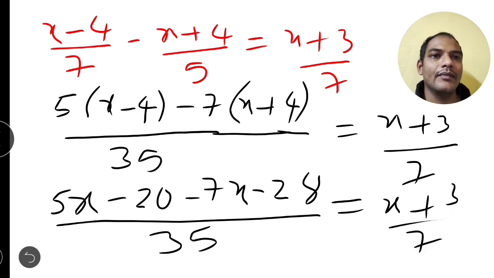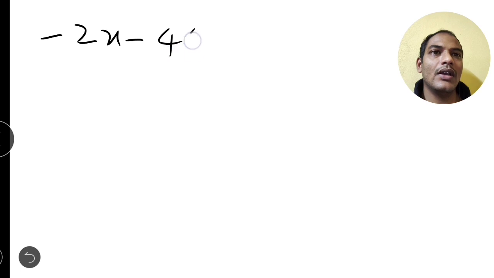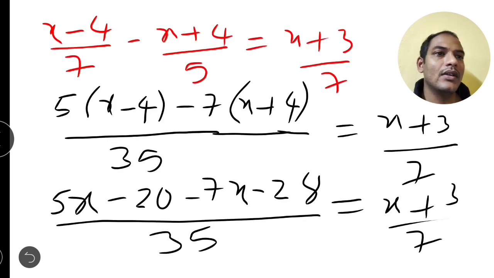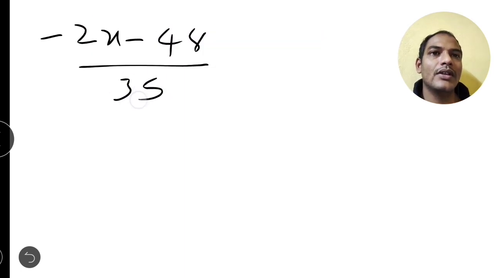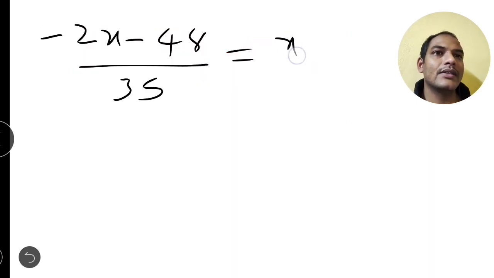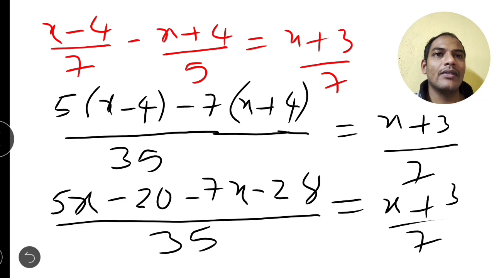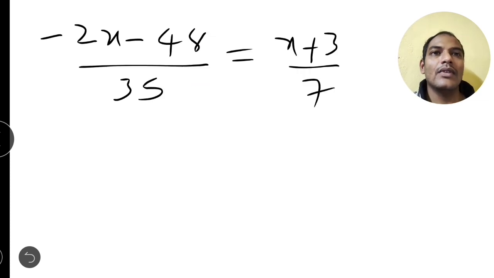So now let us simplify the numerator. 5x minus 7x is minus 2x. Next, minus 20 minus 28 is minus 48, divided by 35, equals (x plus 3) by 7. See here, at the beginning we have two fractions in the given question. Now it became one fraction.